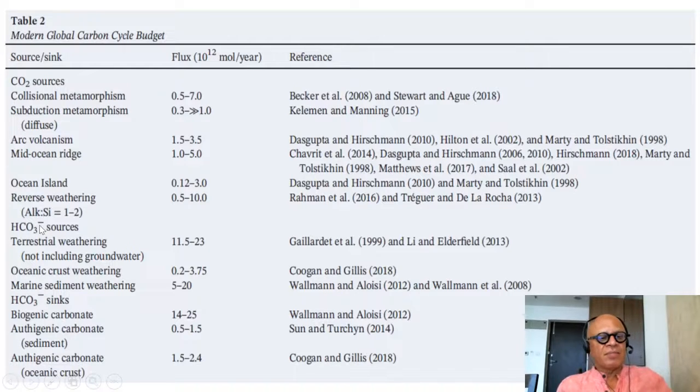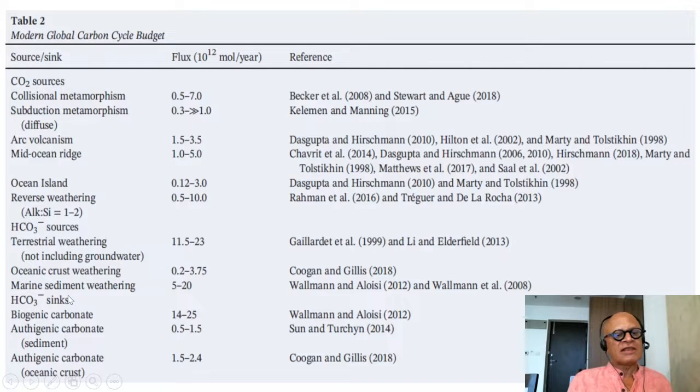Then there are bicarbonate sources, so they are alkalinity sources. From terrestrial weathering, not including groundwater, we get 11.5 to 23 teramoles per year, so much larger than all these numbers here. Oceanic crust weathering is much smaller at 0.2 to 3.75 teramoles per year, but marine sediment weathering adds 5 to 20 teramoles per year.